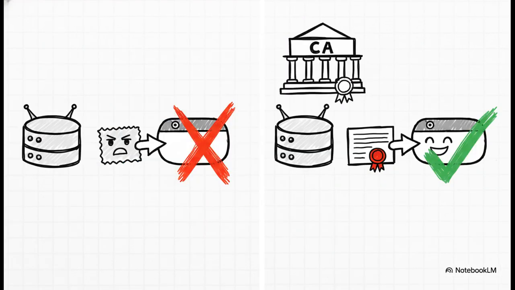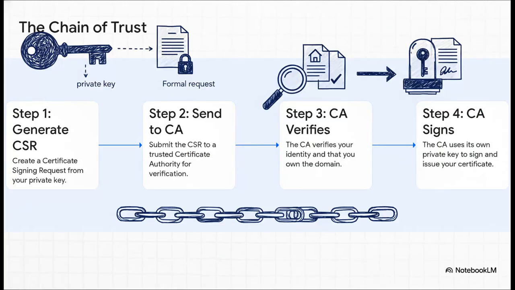Now here's the kicker. Your browser is smart. It's skeptical. It's not just going to trust some ID card we printed in our basement. Browsers only trust certificates that have been officially signed and issued by a small number of highly trusted, globally recognized organizations called certificate authorities, or CAs. This whole verification system is called the chain of trust.